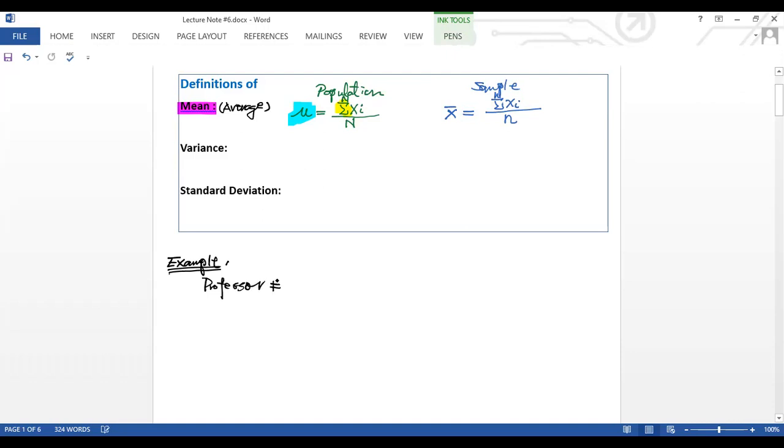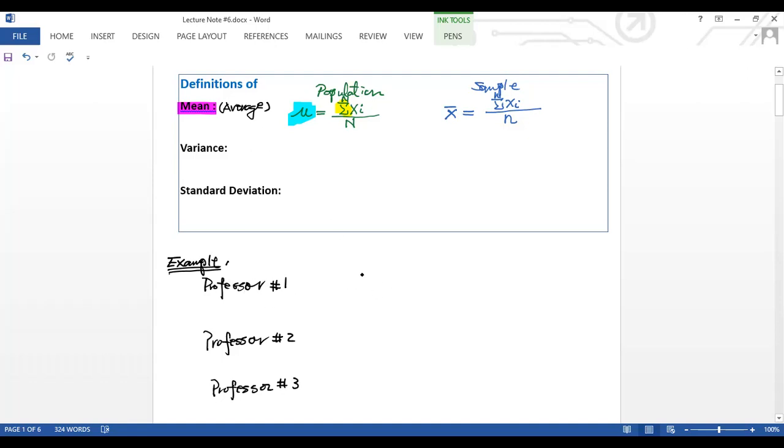Okay, so we have professor number 1, professor number 2, and professor number 3 here. Now I have 2 students, and let's assume these 2 students have similar backgrounds and similar knowledge. Okay, so professors' teaching methods here.